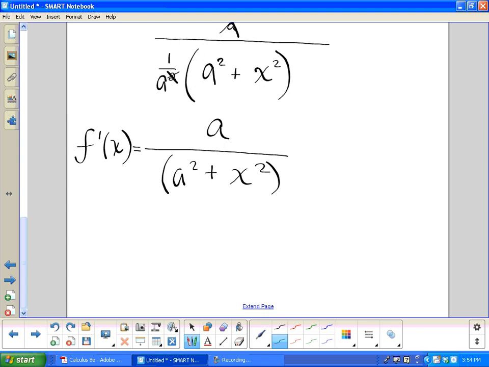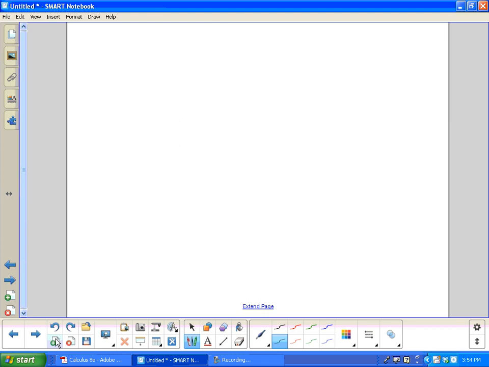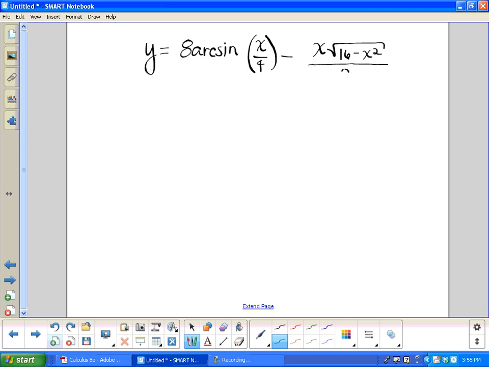The problem looks like this. And I think one of the reasons they wrote the problem like this is because they wanted you to figure out the tricky algebra to try to combine it all as one fraction. So we have y is equal to 8 times the arc sine of x over 4 minus x times the square root of 16 minus x squared, all divided by 2. Fine, isn't that so fun?